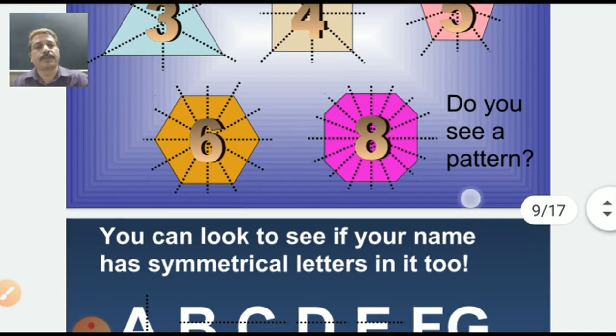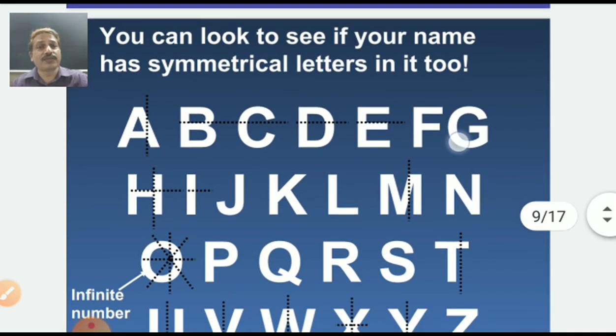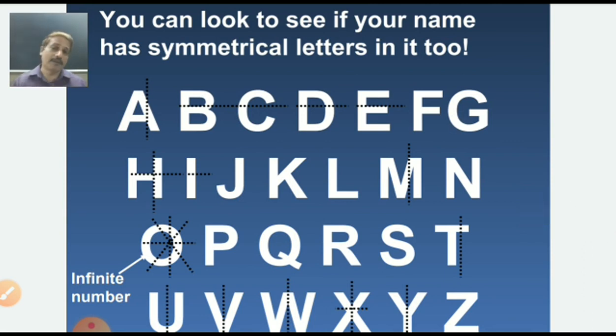Good. Now, look at the alphabet. First we saw the symbols of math. Now the alphabet. You remember the alphabet? Yes. How many lines of symmetry are there? It is shown as the dotted lines. Vertical or horizontal? Yes. Sorry, A is vertical, B, C, D, E are horizontal. Can you see properly or not?